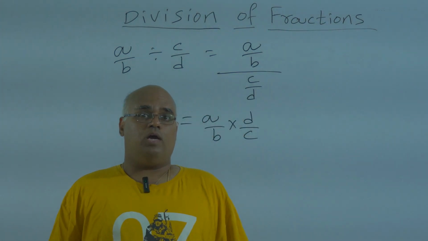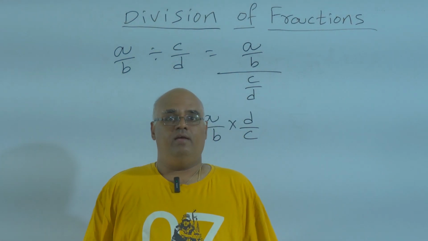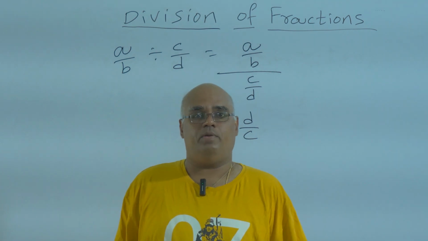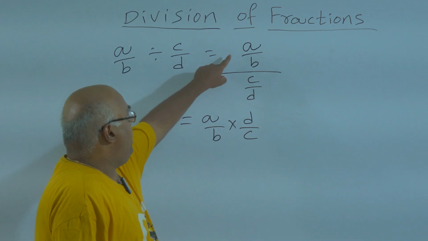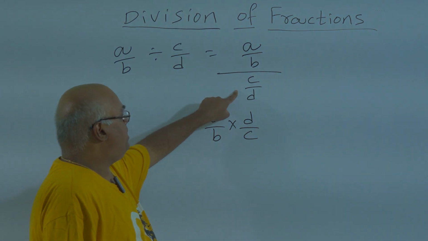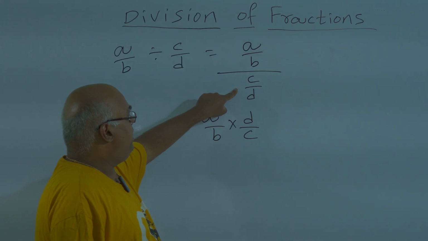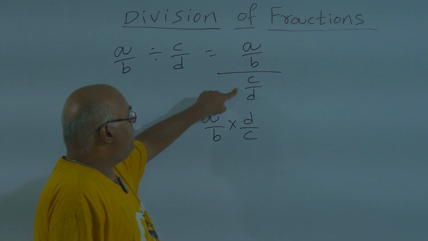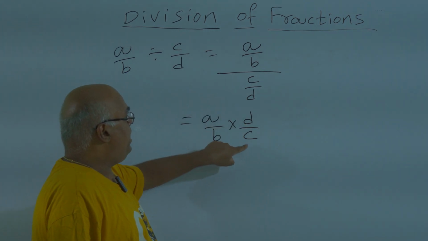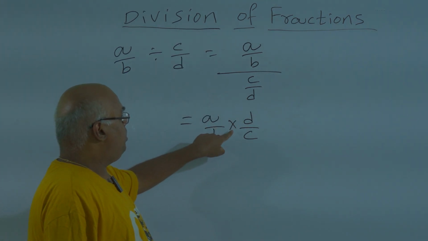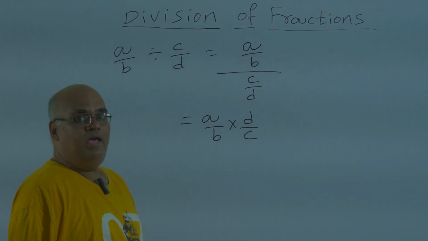Find the reciprocal or the multiplicative inverse of the dividing fraction and multiply the reciprocal or the multiplicative inverse with the upper fraction. So here if you see, a by b is on the top and c by d is at the bottom. We are dividing the fraction a by b with the fraction c by d. Find the multiplicative inverse of c by d. The multiplicative inverse or the reciprocal of c by d is d by c. Multiply the reciprocal or the multiplicative inverse with the top fraction, that is a by b.